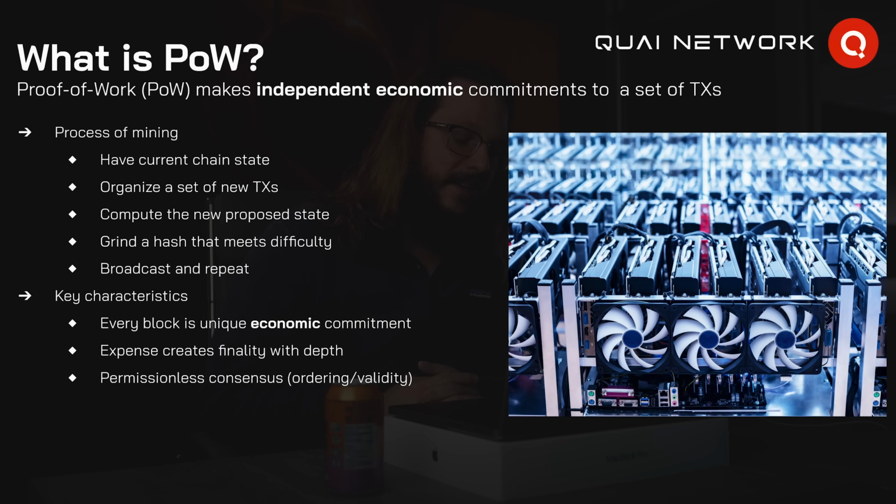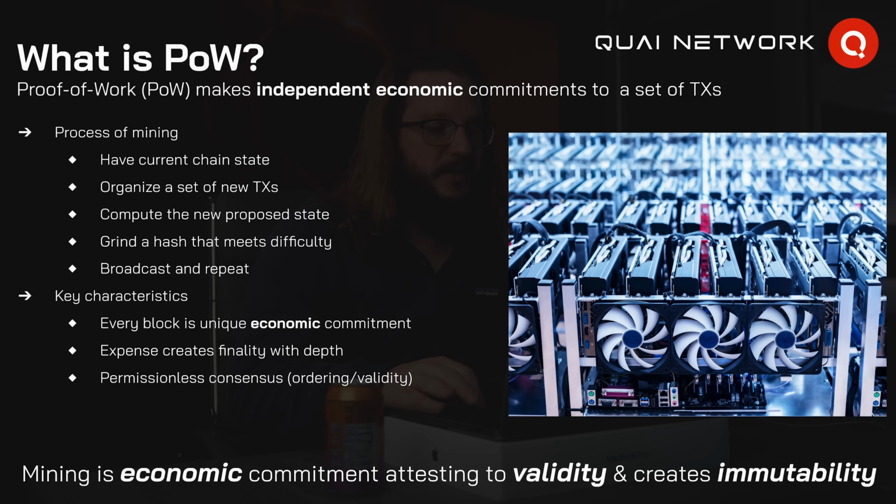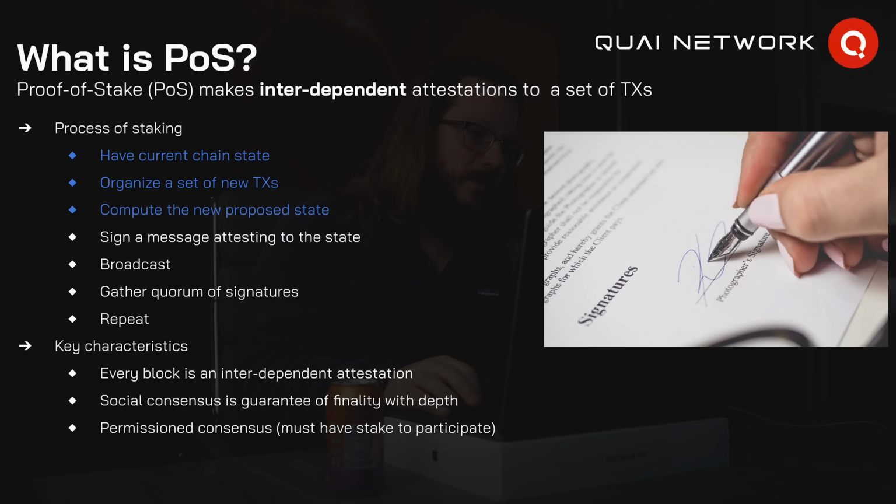And that unique economic commitment is how we create expense at depth, which is how we get immutability of the ledger over time. So this is the mechanism by which we get permissionless consensus, i.e. ordering of transactions as well as validity of those transactions against the set of rules. So mining is an economic commitment attesting to validity, and it creates immutability.